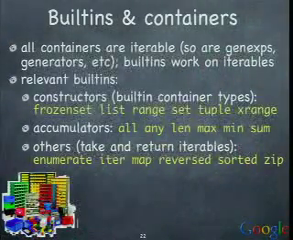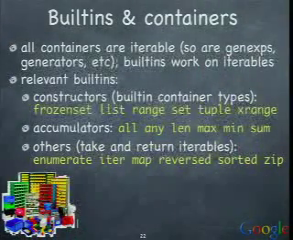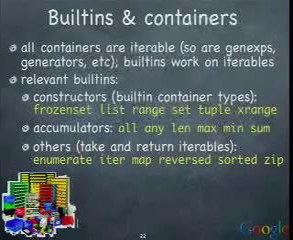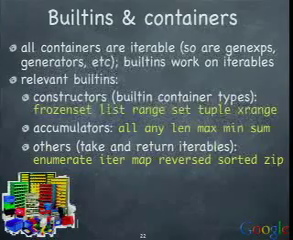Okay, I've already mentioned enumerate. Iter simply takes any iterable and returns an iterator. Basically you can make multiple iterators on the same list, for example, by repeatedly calling iter, and they will work on the same underlying list, and they will advance independently.